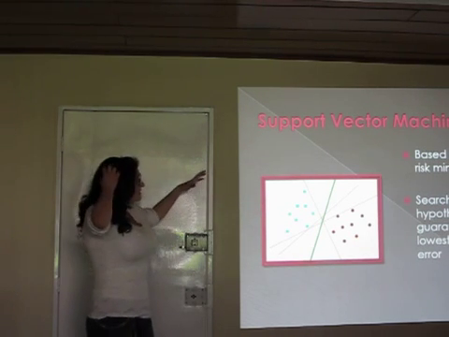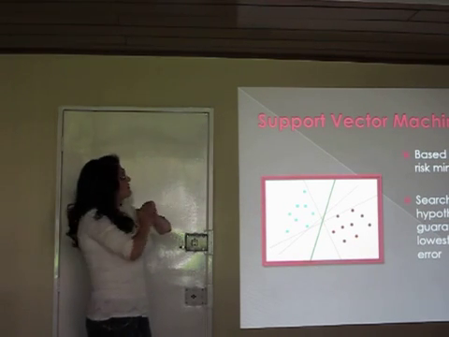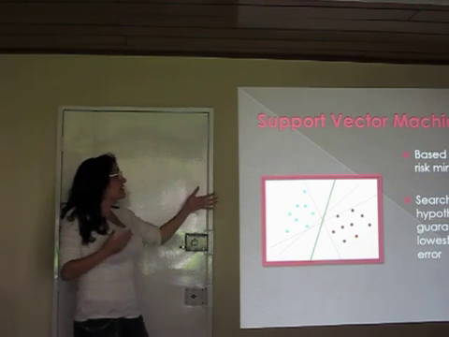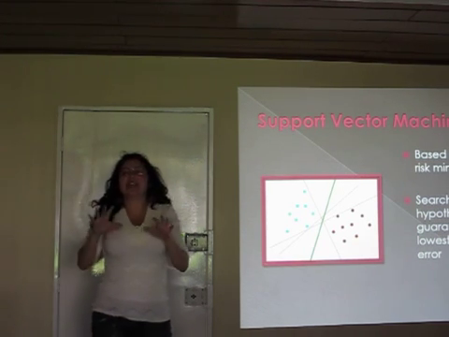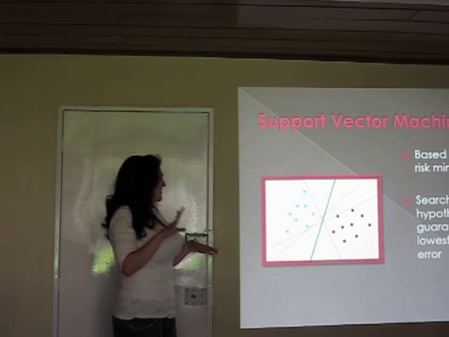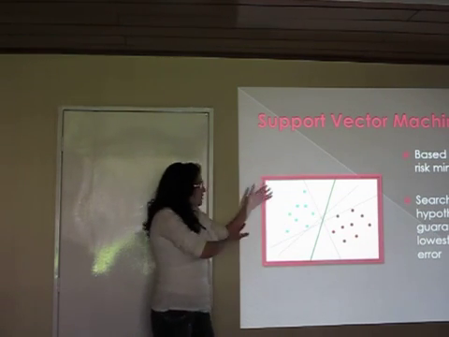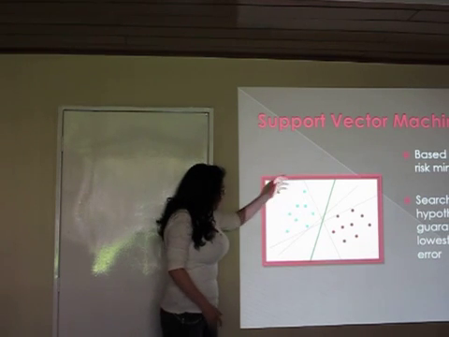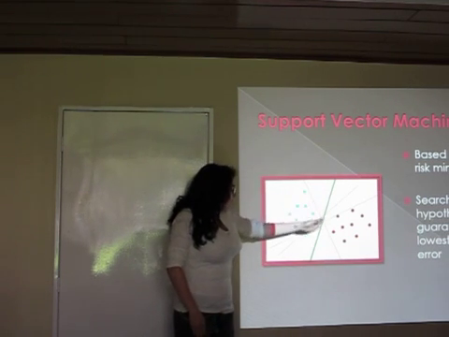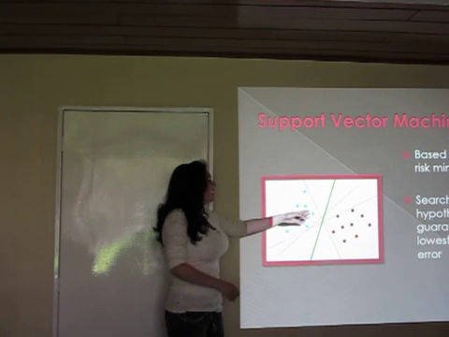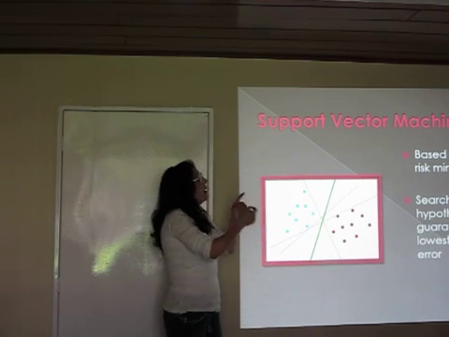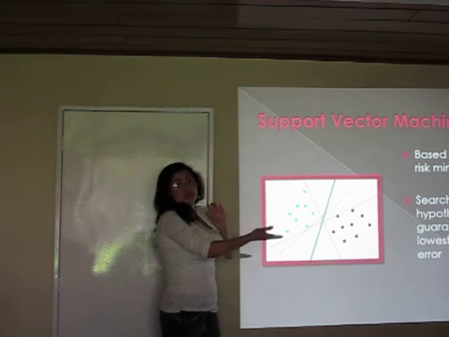Well, what the authors do with this is that they search for hypotheses that guarantee the lowest probability of error. That is, for example, in a plane with a lot of data, you have to find the line that not only separates the data, but maximizes the separation between the data.